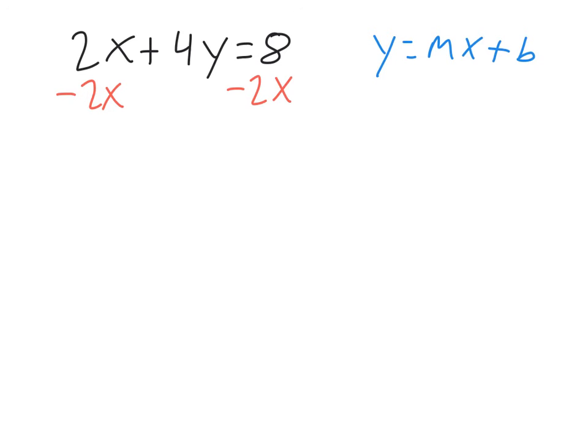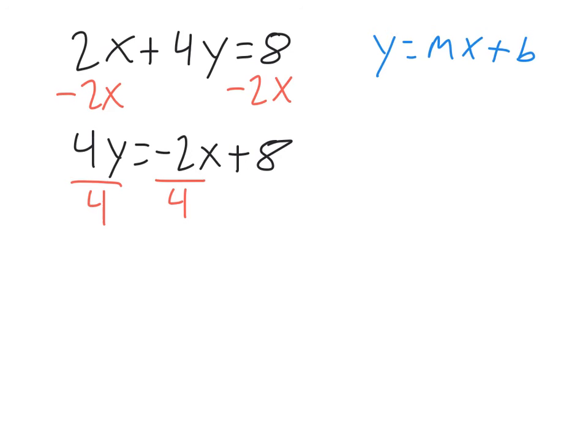So now we have 4y equals, and now remember we want to put the x first, so negative 2x, and then it's a positive 8, so we say plus 8. Now we need y by itself, so we need to divide both sides by 4. So we need to divide everything by 4. So 4's canceled to leave just y.